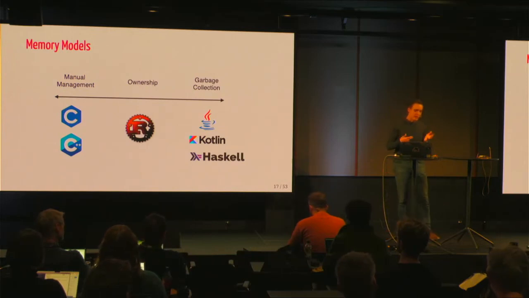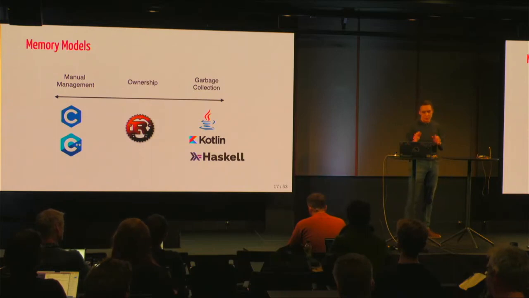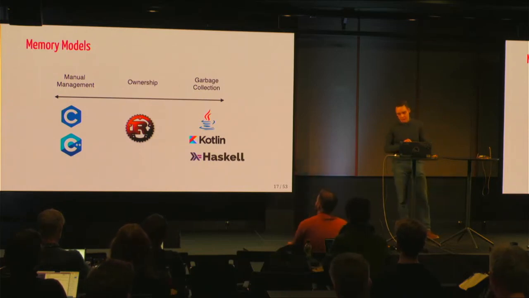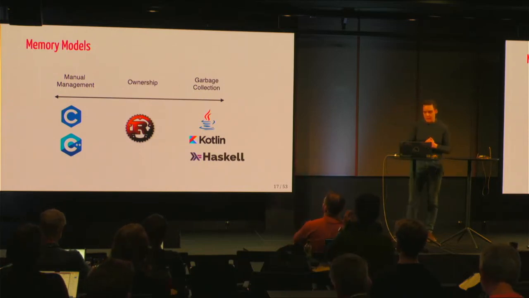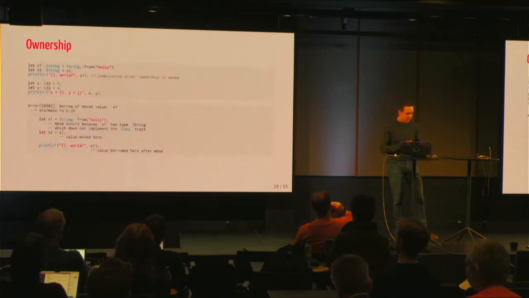Rust is somewhere in the middle here. Rust doesn't have a garbage collector, but it does have a set of strict rules regarding memory management that the compiler will enforce. And it will help you with making memory access more safe and also minimize the chance of memory leaks. So let's jump straight into an example regarding ownership.